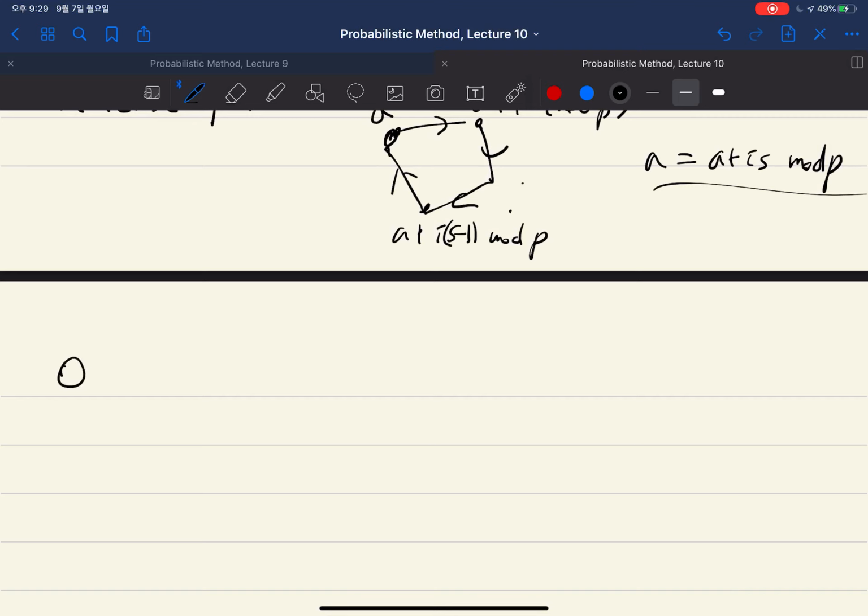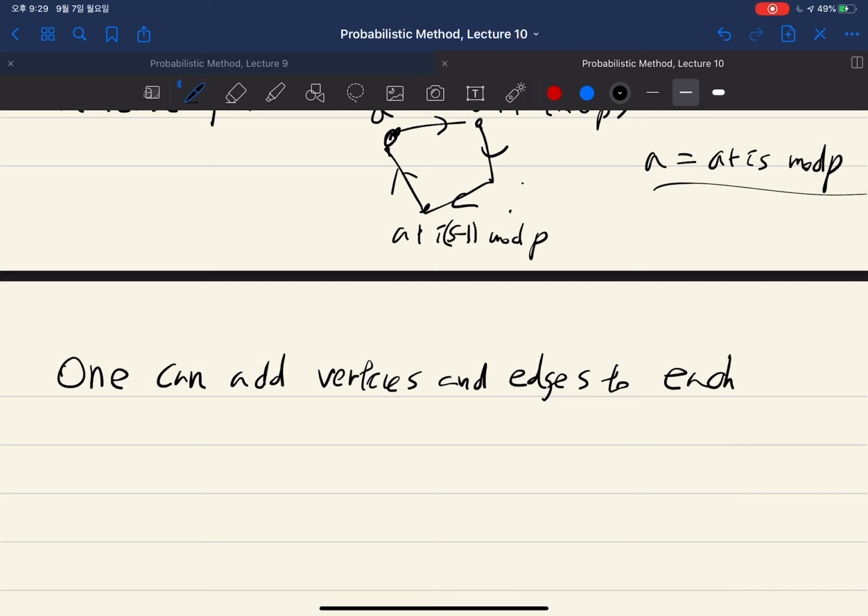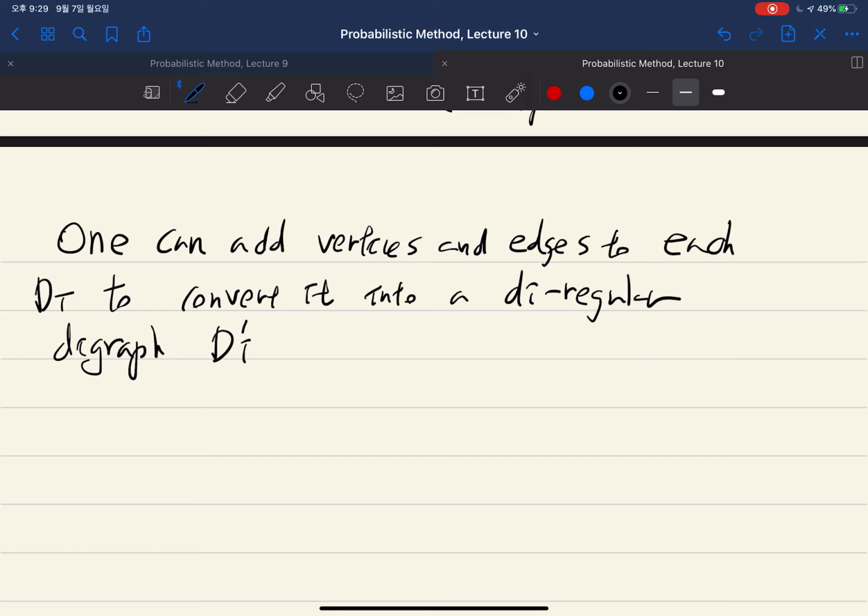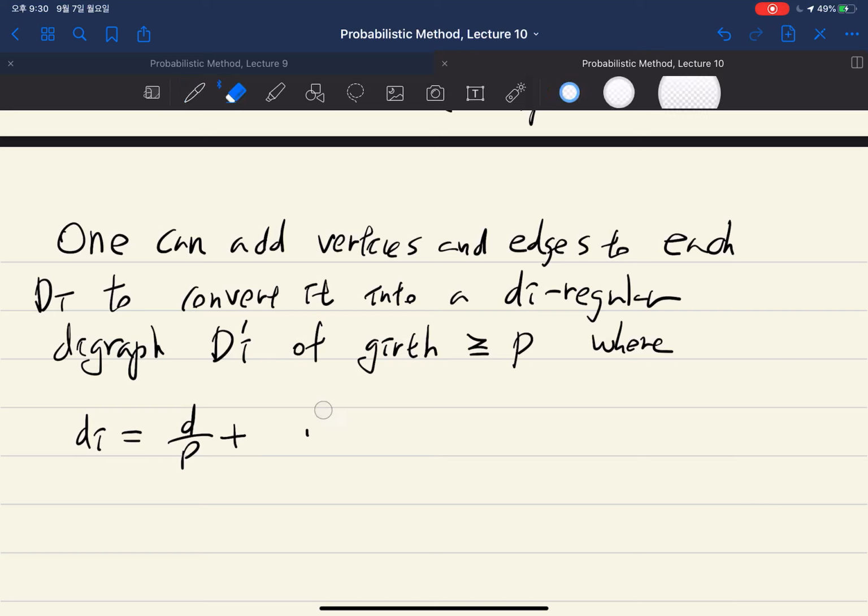So now we have this, and one can add vertices and edges to each Di to actually convert it into, say, a regular digraph Ti prime of course with girth at least p, where the degree of Ti is d over p plus 5 times square root of d log d over p.